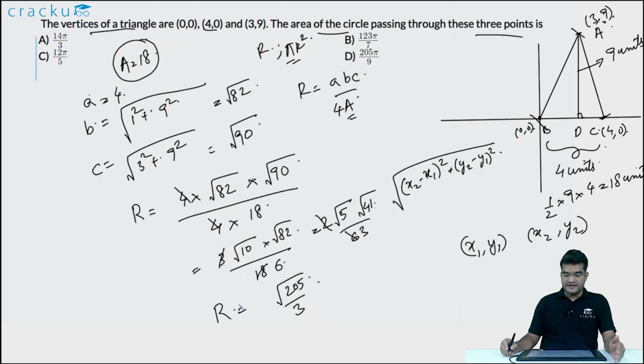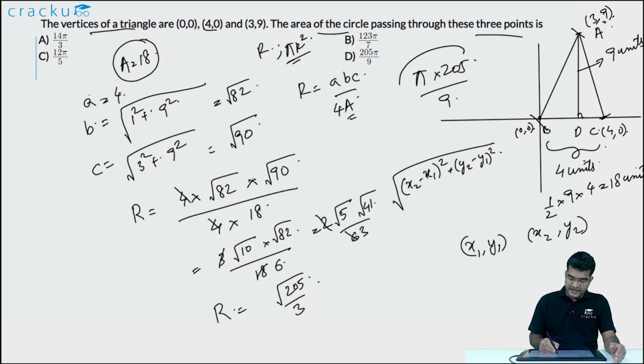So what is the area of the circle? That will be pi r square, as we have discussed earlier, which will be equal to pi into square root of 205 whole square, which is 205, divided by 3 square, which is equal to 9. So the correct answer will be 205 pi by 9, which is option D.